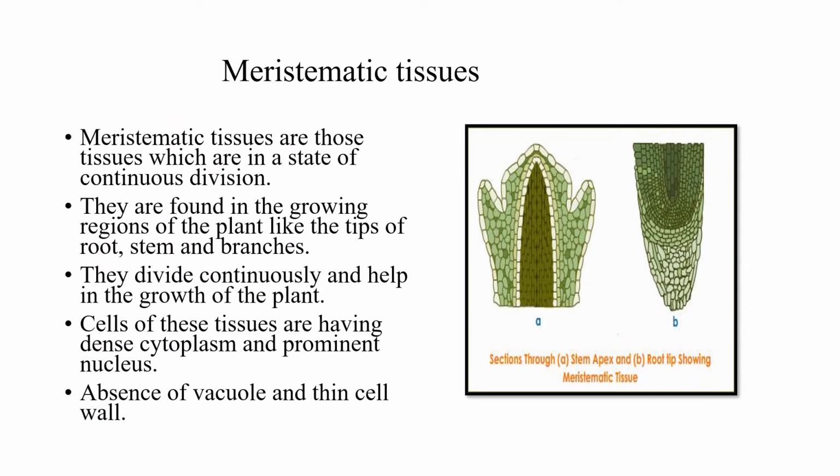Now we can see about meristematic tissues. Meristematic tissues are actively dividing cells found in that area. Continuous division. They are found especially in the growing regions of the shoot tip and root tip, we can say. They divide continuously and help in growth of the plant. Cells of these tissues have dense cytoplasm and prominent nucleus and no vacuole. Then they have thin cell wall. Even in the diagram you can see the stem tip and root tip shown here.